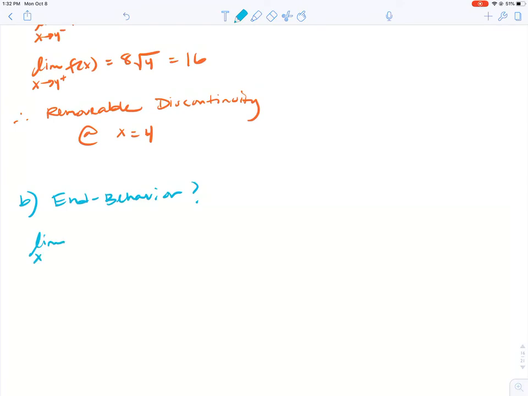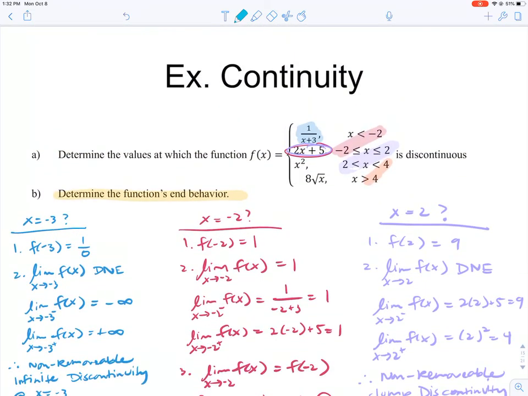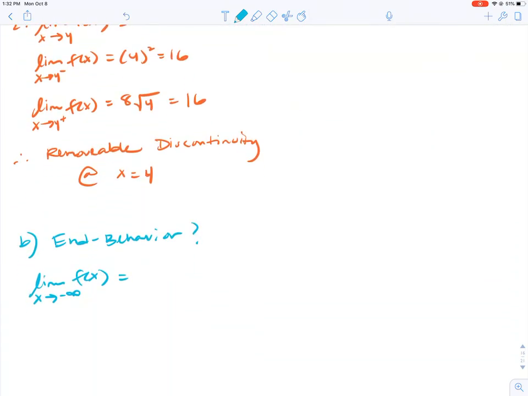So the limit as x approaches negative infinity for this function, which interval goes to negative infinity? Well, that would be this first one, so x less than negative 2, right? That's negative infinity to negative 2. So as x approaches negative infinity, what does 1 over x plus 3 approach? Well, it's going to approach 0.